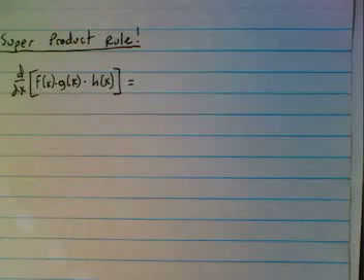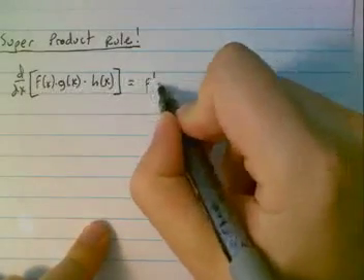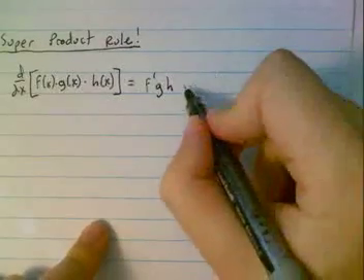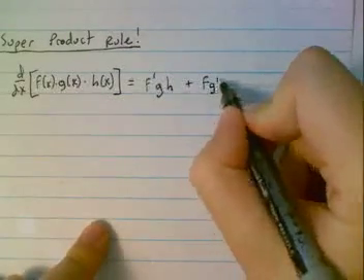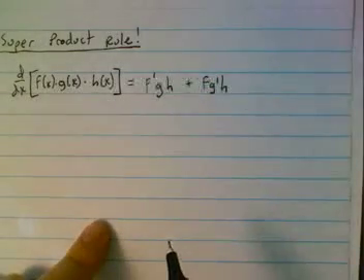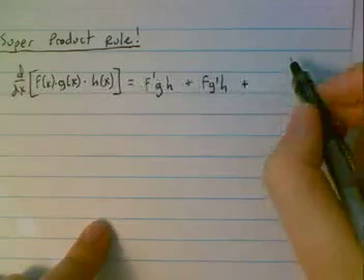But here's what it actually is. It's f prime g h plus fg prime h. Basically the same thing we had before, just with that h along for the ride. And then the last thing is that we have to have the derivative of h in there somewhere.